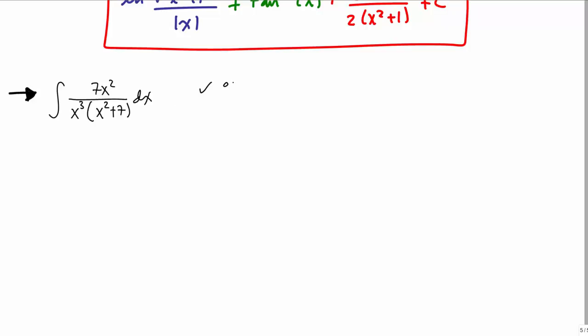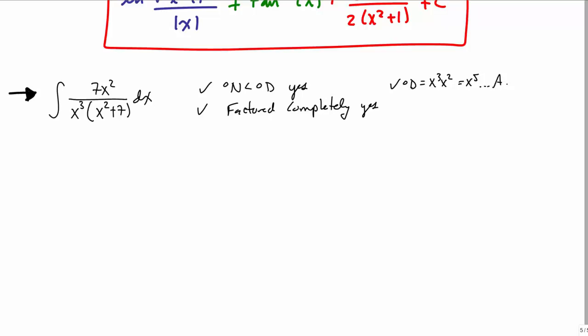So first thing to check, is the degree in the numerator less than the degree in the denominator? And yes, it is. Next, is it factored completely? And yes, it is. Next thing we want to look at is the degree in the denominator. So that's going to be x cubed times x squared. Basically, there's going to be other factors, but the highest powers are what I want to look at. So this is x to the 5th. So that means I'm going to have an a, b, c, d, and e. I'm going to have 5 of those coefficients. So again, we could cancel here, but I want to write it out and show you what will happen if you don't notice that and don't cancel.